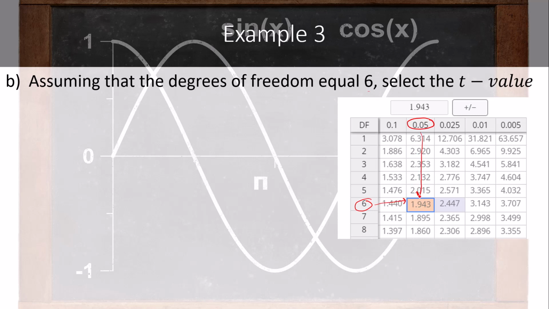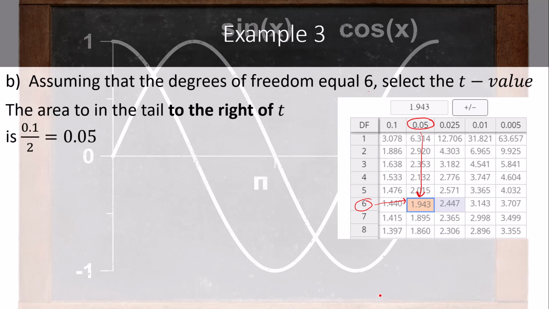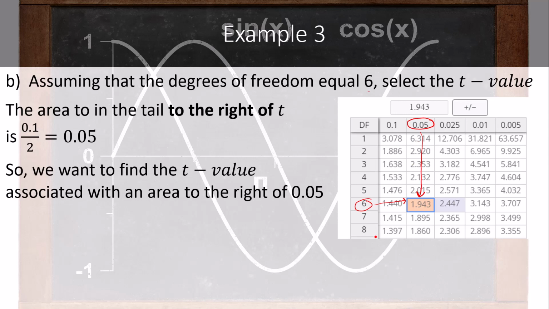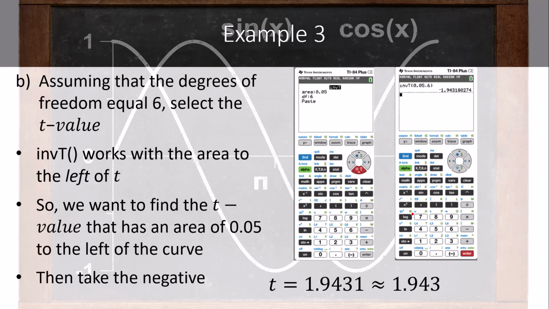Since we're looking for the positive value of t, that happens to be our answer. Once again, 0.05 is there. We want the value to the right. That is going to be 1.943, and there we go.